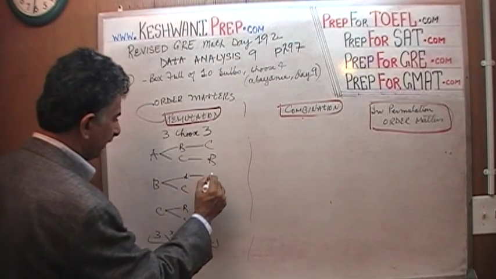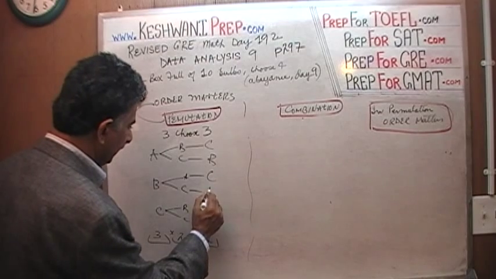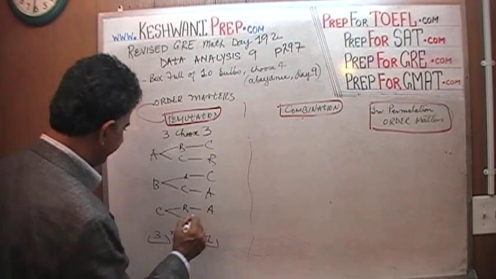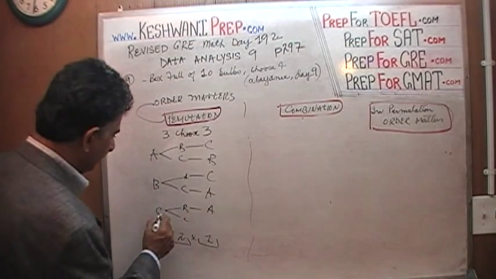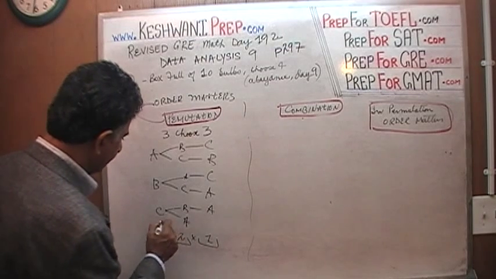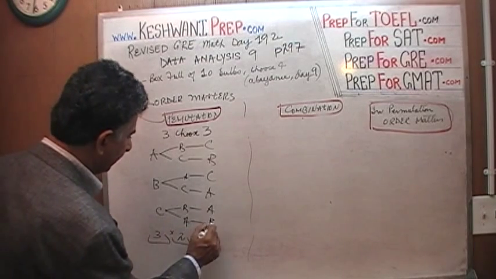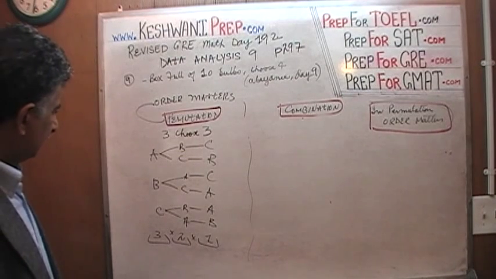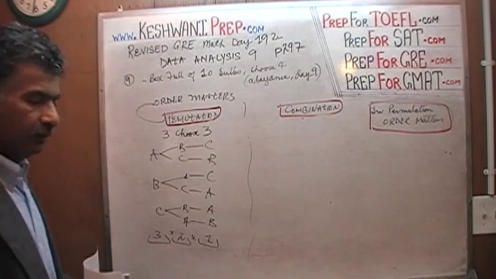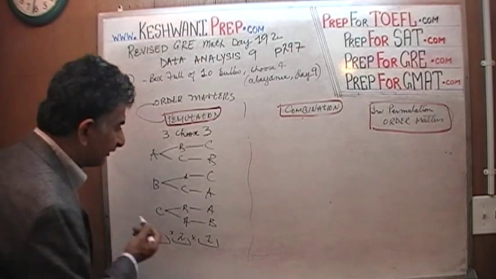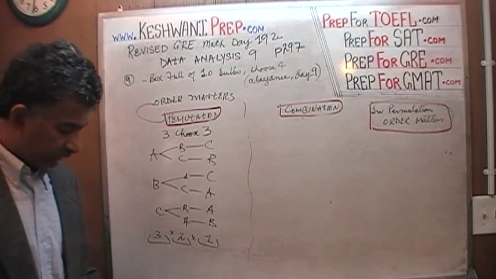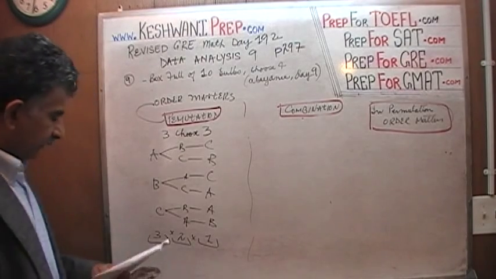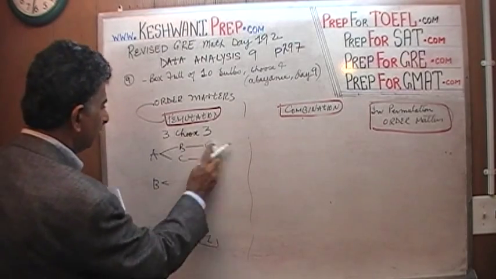If it's BA, we can have C. If it's BC, we can have A. If CB, we can have A. And then of course if it's CA, we can have B. If I made a mistake, don't worry about it. I think I made a mistake somewhere. Okay? So there are 6 different ways of choosing 3 people out of 3.